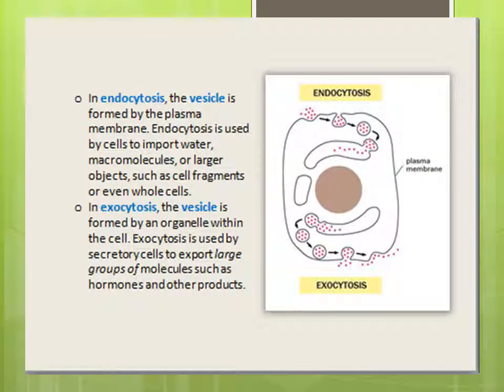In endocytosis, the vesicle is formed by the plasma membrane. Endocytosis is used by cells to import water, macromolecules, or larger objects such as cell fragments or even whole cells. In exocytosis, the vesicle is formed by an organelle within the cell. Exocytosis is used by secretory cells to export large groups of molecules such as hormones and other products. Endo, in; exo, out.